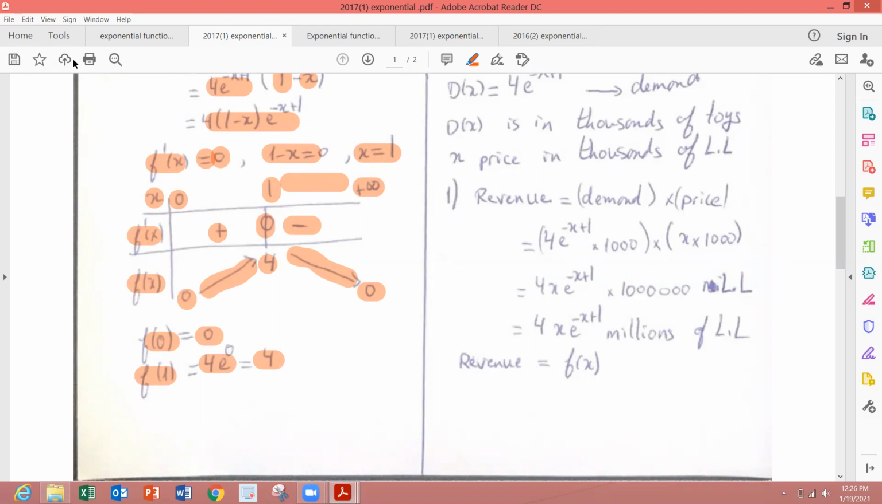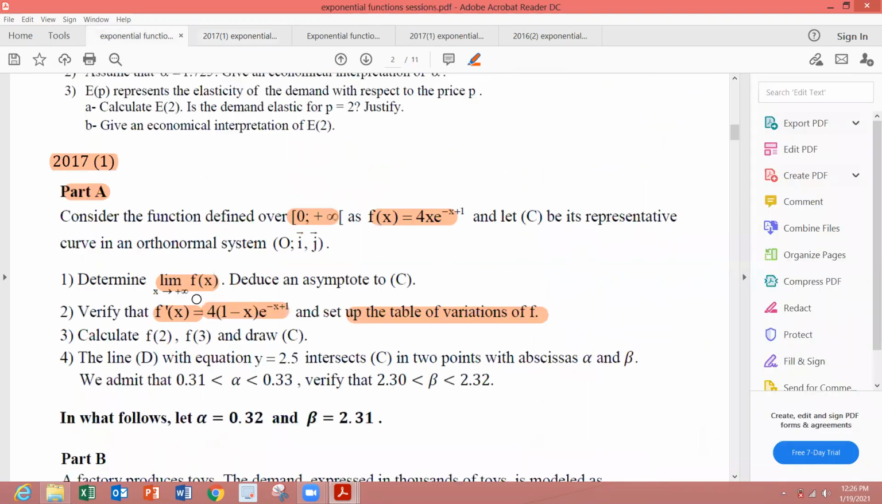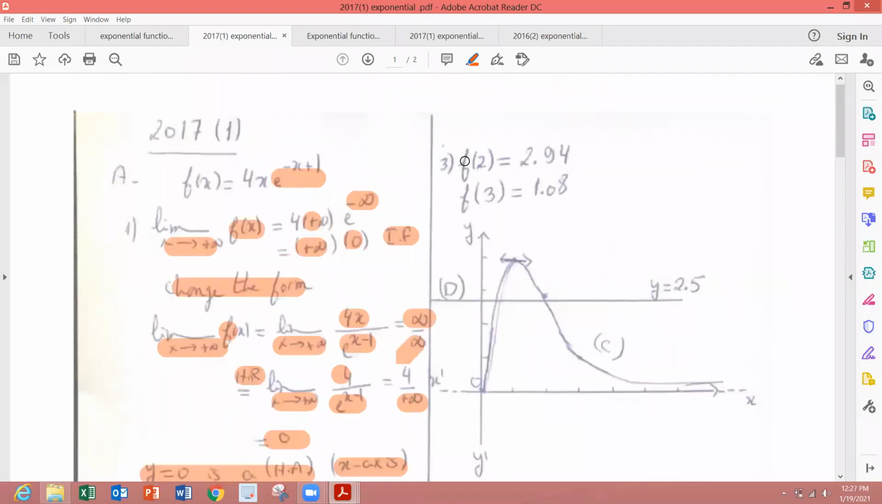Okay, let's complete. Calculate f of 2 and f of 3 and draw C. So it gives us particular points: f of 2 equals 2.94, and f of 3 equals 1.08.